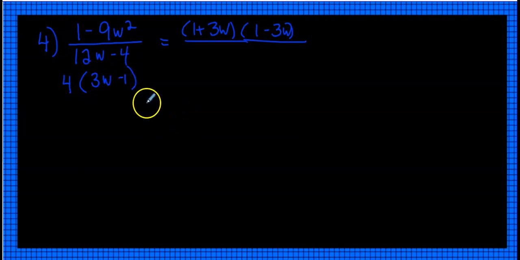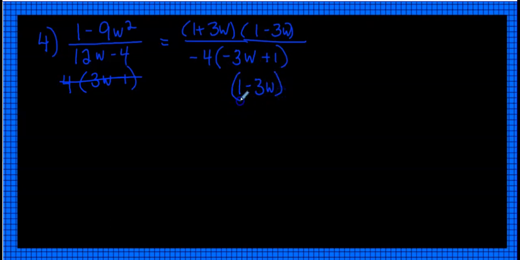Now remember, I talked to you about if there's a minus symbol, but the terms are reversed, I need to take out a negative 1. So here's what I'm going to do. Down on the bottom, I'm going to take out a negative 4 instead. And so 12w divided by negative 4 is negative 3w. Negative 4 divided by negative 4 is positive 1. Now, negative 3w plus 1 is the same as 1 minus 3w. So if I just do it like that in the first place, I end up with a factor that I can cancel out. And this is how I can write my answer.